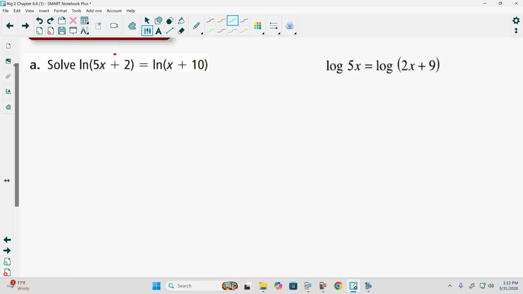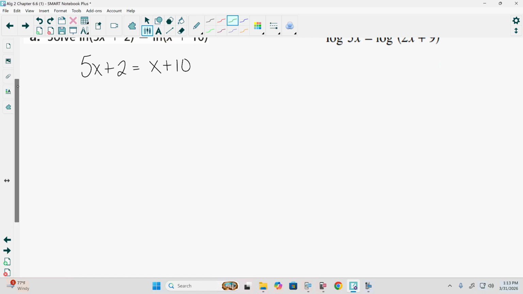First or second one? First, ln of 5x plus 2 is equal to the natural log of x plus 10. Since the logs are the same, we're looking for what's going to make what's inside each log be the same value. Yes?